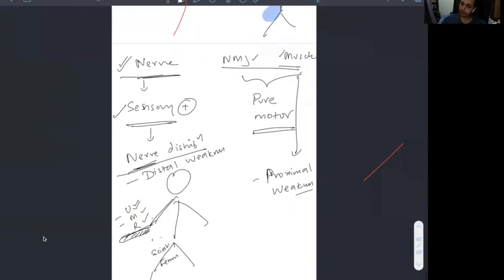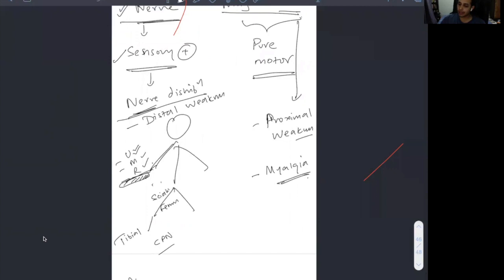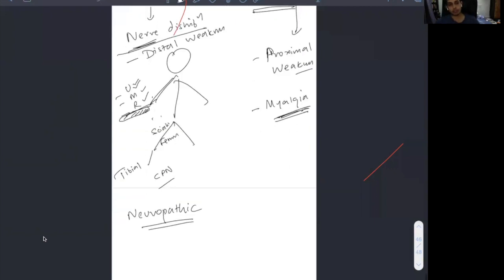Your muscle problems can lead to myalgia, whereas a nerve problem can lead to neuropathic pain. So both of them can have pain, but the characteristic of the pain is different. Myalgia is different and neuropathic pain is different.